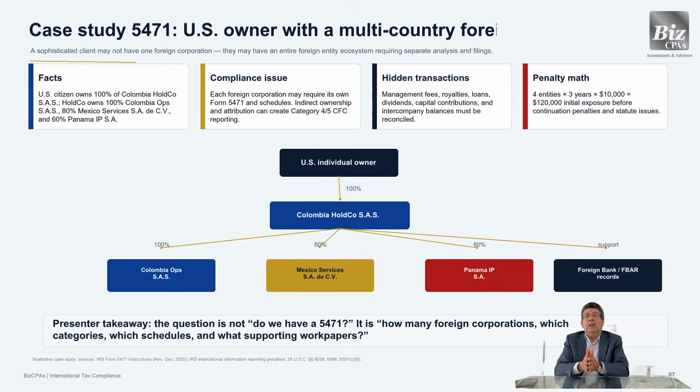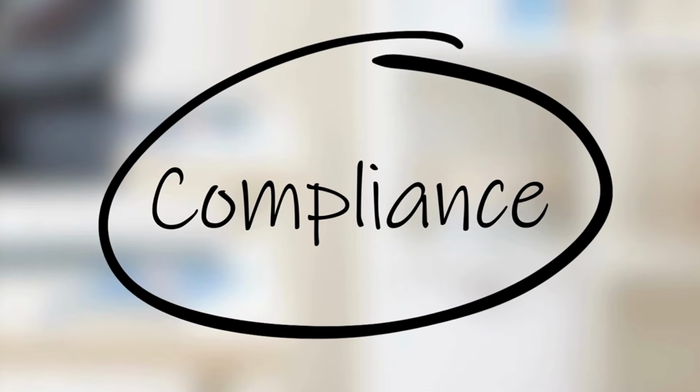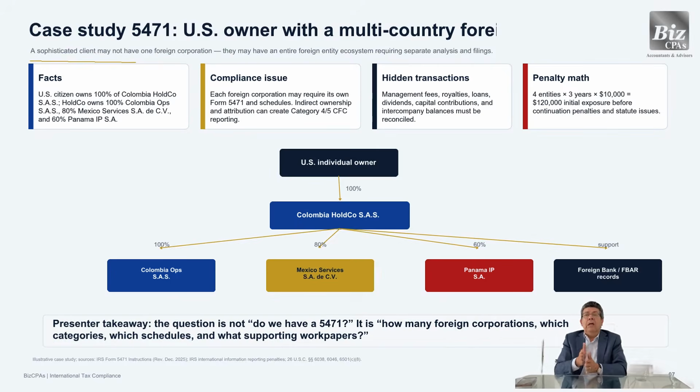Now, compliance issues. The U.S. individual needs to report the holding entity, Colombia, which is one, but indirectly he also needs to report, because indirectly he owns 100% of the Colombian corporation. Indirectly he owns 80% of the Mexican, and 60% of the Panamanian entity, and remember, he owns 10% or more, right there. In some cases he owns 50% or more, a foreign controlled corporation.